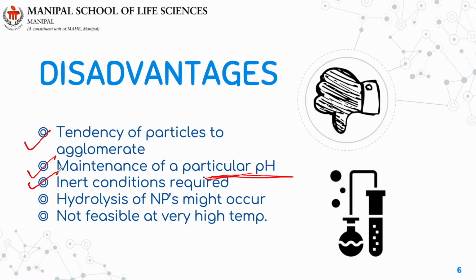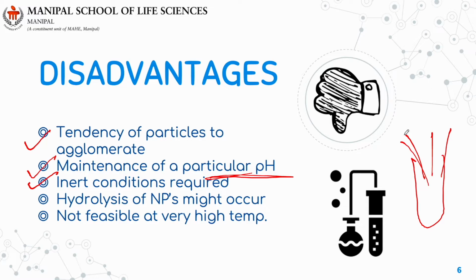Another one is inert conditions required. Obviously, if we have to perform this method, we need inert conditions. Inert conditions is again non-oxidizing environment. So for that we have to use special type of beakers with 4 inlets, 3 inlets, and we usually do it in nitrogen atmosphere. So inert condition is required, and that is also a disadvantage.